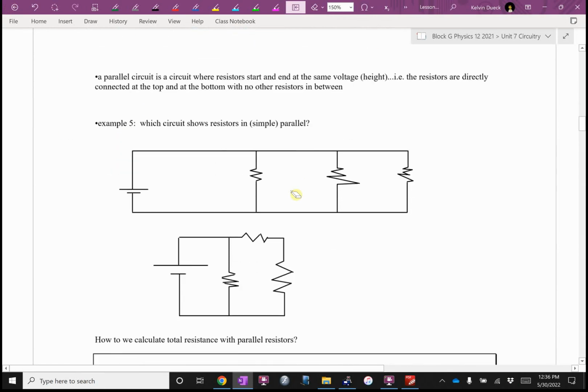What if they're in parallel? Trickier. And this is where you're going to want your calculator handy. We may even introduce you to a new button on your calculator. Yes. One you've taken for granted. So a parallel circuit is where resistors start and end at the same voltage, the same height. So they're directly connected at the top and the bottom with no other resistors in between. Example 5 says, which circuit shows resistors in simple parallel? This top one here.